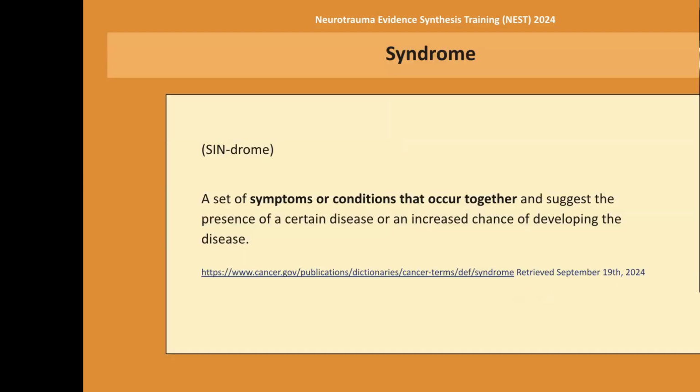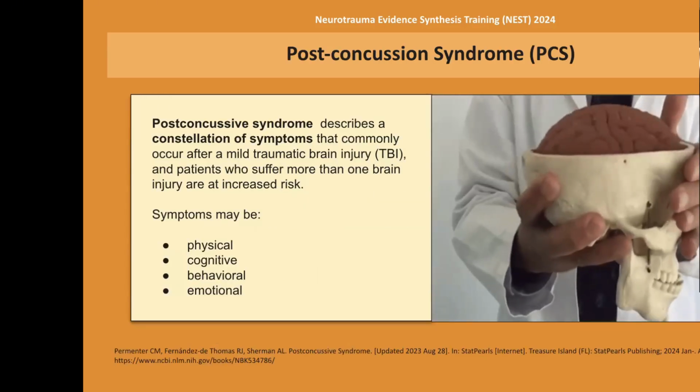So now going specifically from the mild traumatic brain injury into what is a syndrome: once you start to have a set of symptoms or conditions that tend to occur together, whether that's a disease or just an increased chance of developing something, they classify that as a syndrome. Let's go to the next slide.